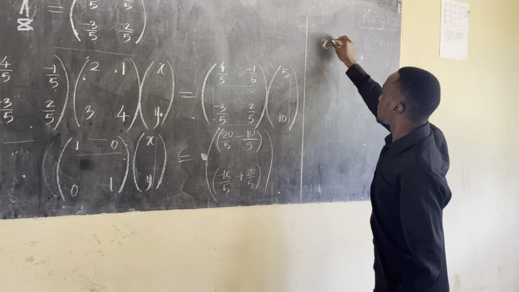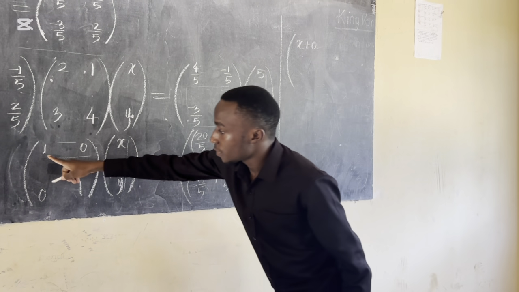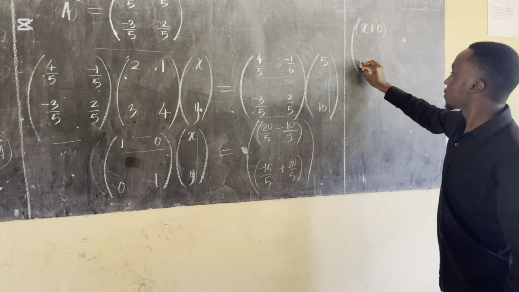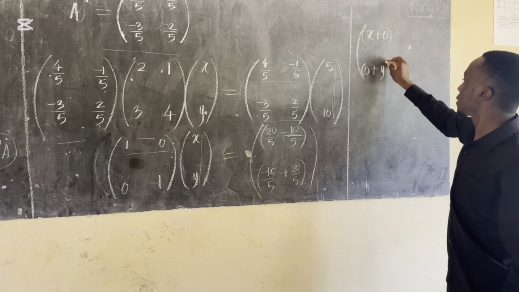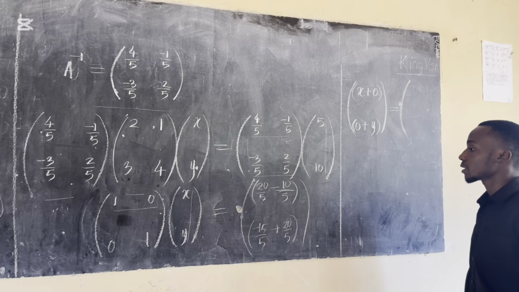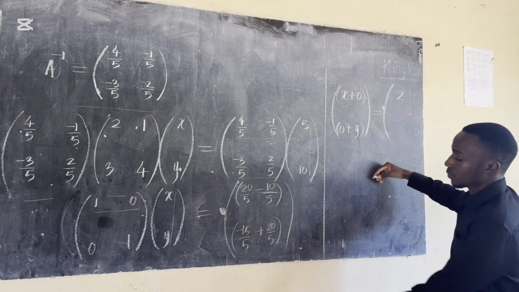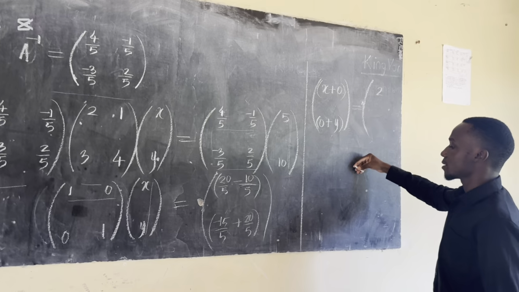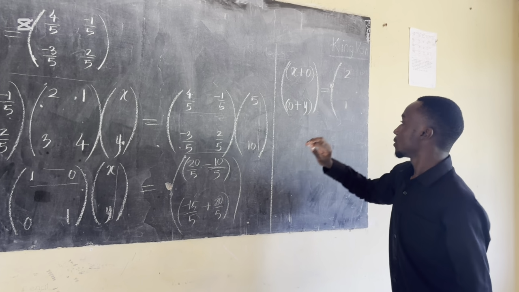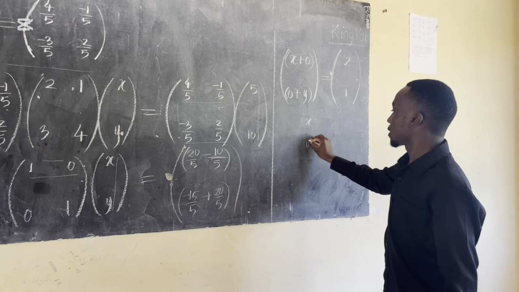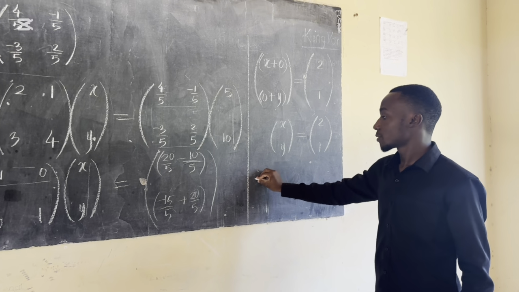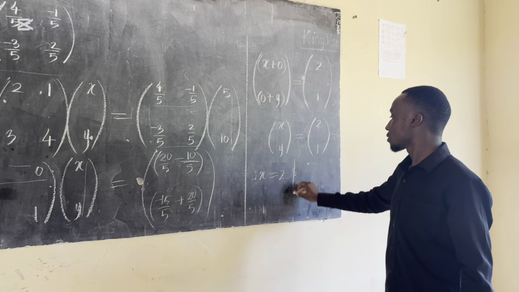will give us x plus 0, since the 1 multiplies the x and the 0 multiplies the y, and now 0 plus y. This becomes equal to, when we simplify very well, a 2, and this ends up as a 1. Negative 15 plus 20 is 5 over 5, that's 1. So finally we end with this column matrix equal to this column matrix. And thus we can conclude that our x is 2 and our y is 1.